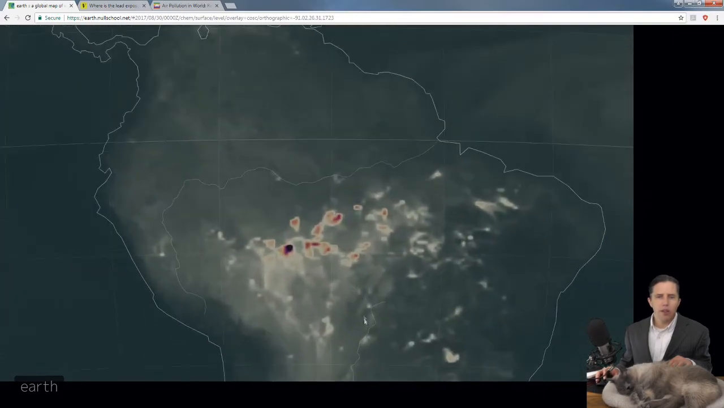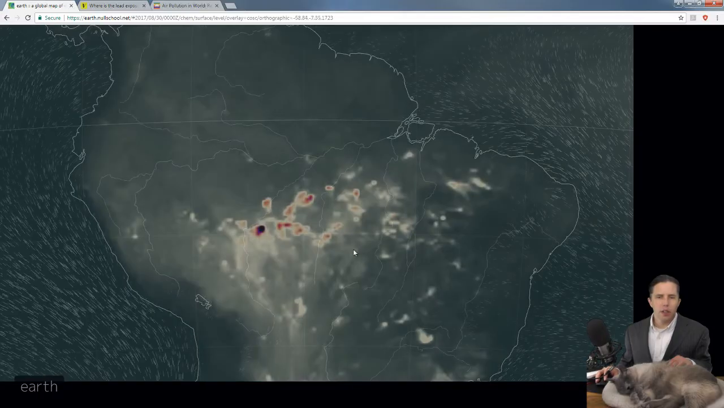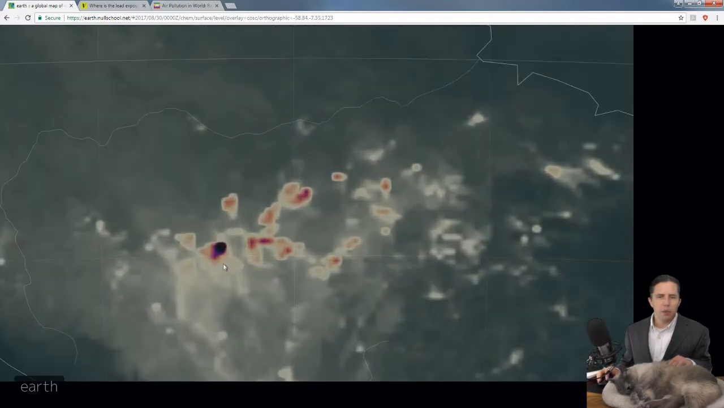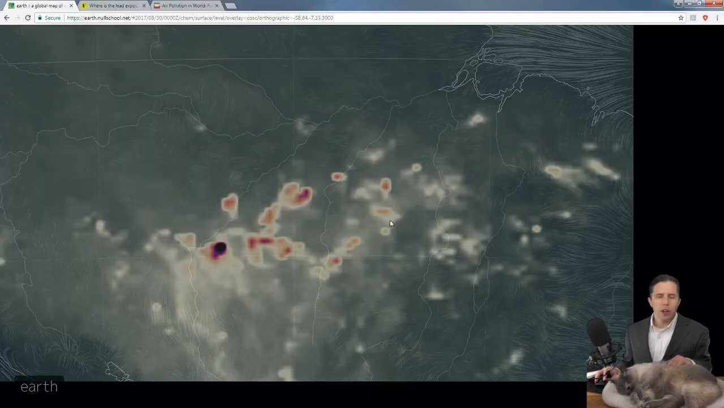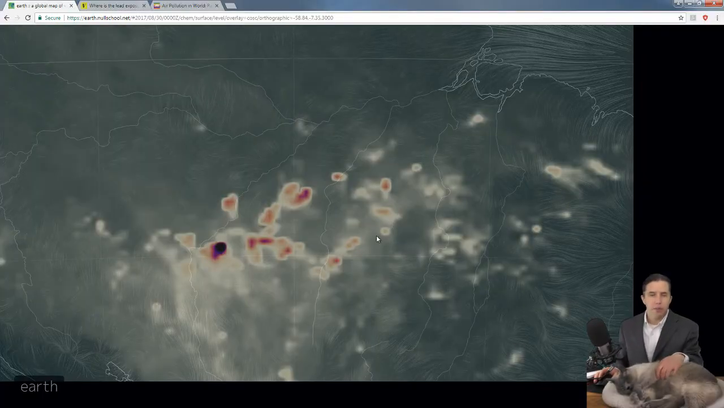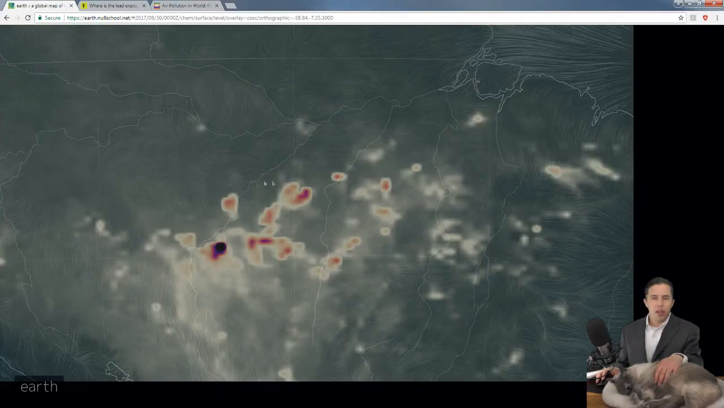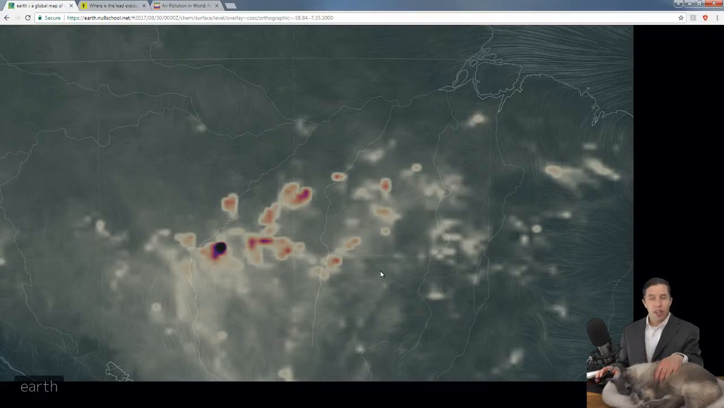So here we are in South America, and there's this cluster of these plumes of carbon monoxide, every one of those dots. And these are fires. And these are fires started by humans, because what we're looking at is what we call slash and burn agriculture. So Americans like hamburgers. Hamburgers come from cows.